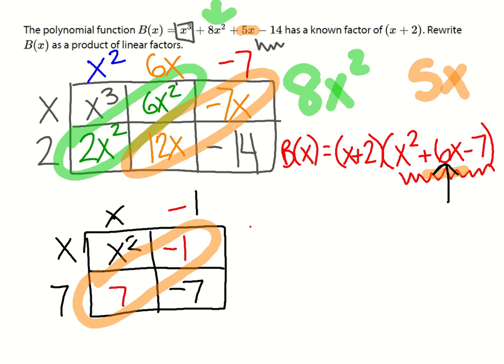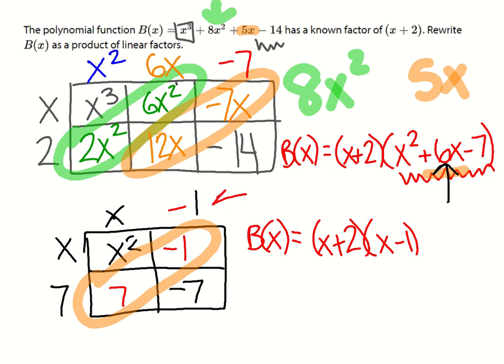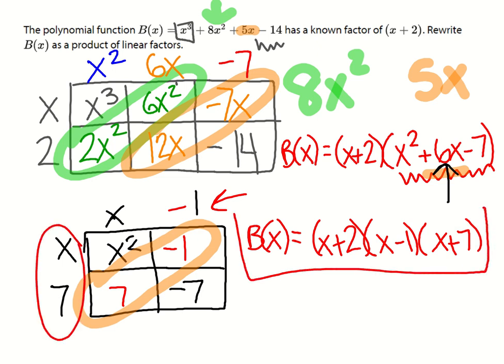So when I write out all of my linear factors, I know I have the linear factor I was given from the beginning. I know I have a linear factor of x minus 1 that I just found right here. And I know I have a linear factor of x plus 7 as found right here. That would be my final answer written with linear factors.